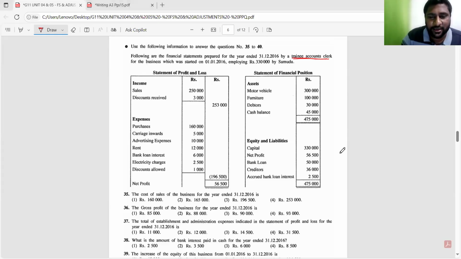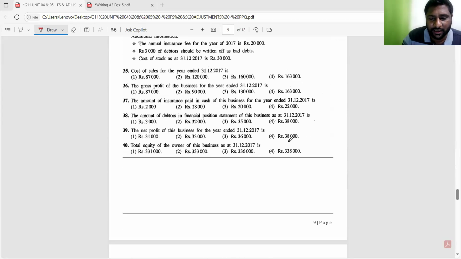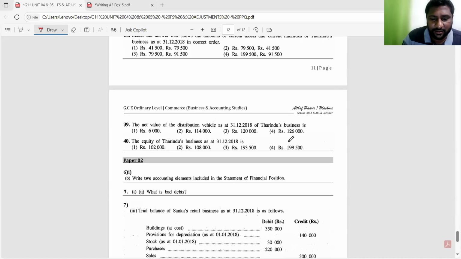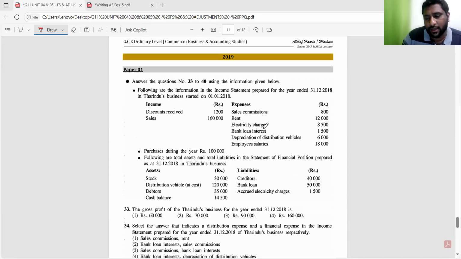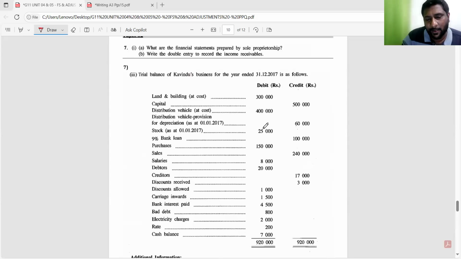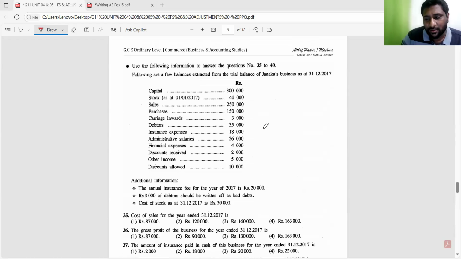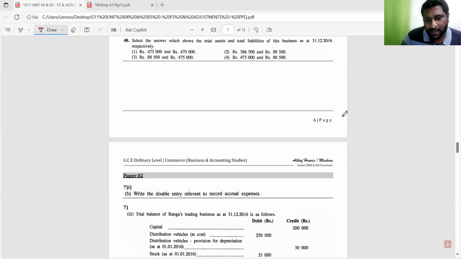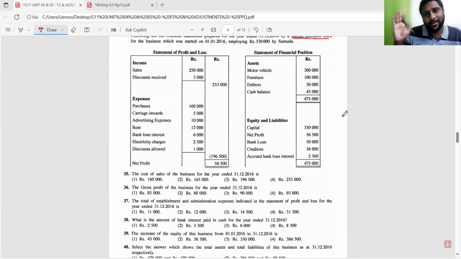Set of questions, generally it is there in all the papers here. 33 to 40, generally it is there in all the papers. So, financial statements and financial statements with adjustments. That means unit number 4 and 5. Highly tested 2 units. Those 2 units are connected, so you can't separate them.